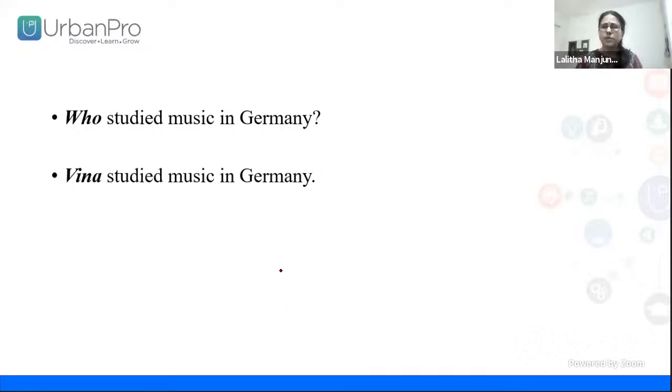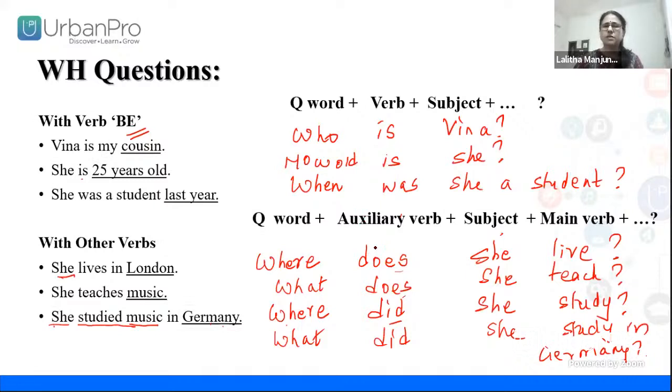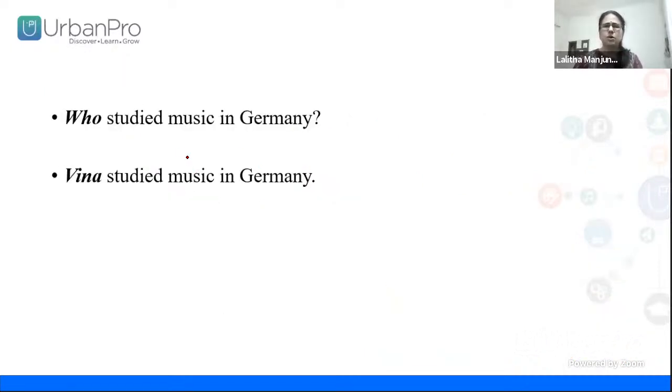Now in the previous WH question, I have a helping verb, does, did, etc. Right? So I use different helping verbs. For past tense, I use the helping verb did. For present tense, I use do or does. But look at this question. Who studied music in Germany? So I have a question word, but no auxiliary verb. I just have only one verb here. Okay. Who studied music in Germany?